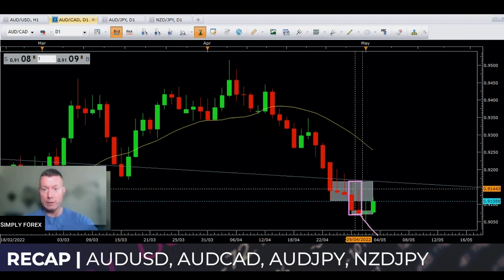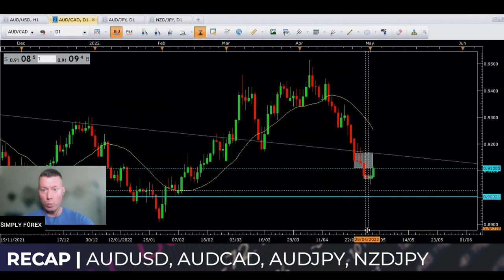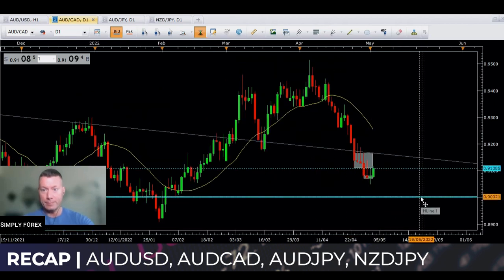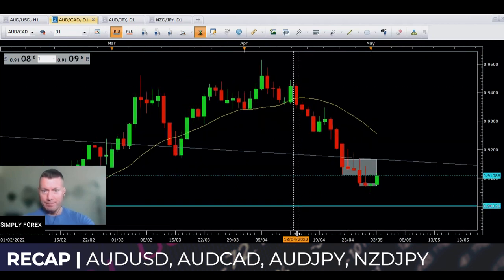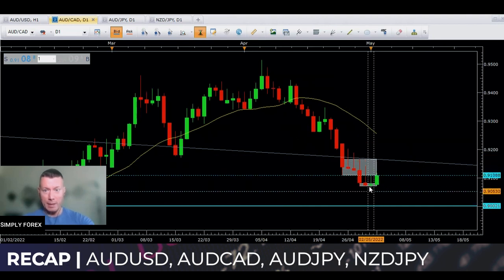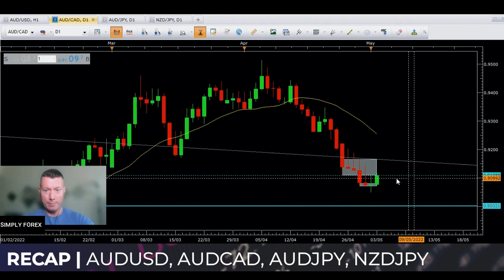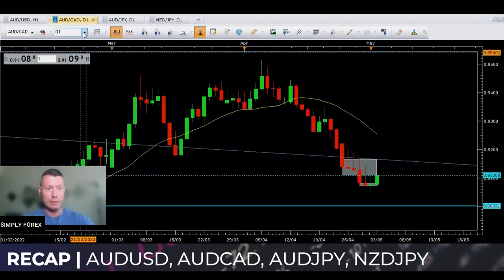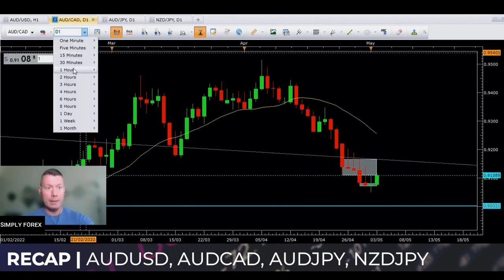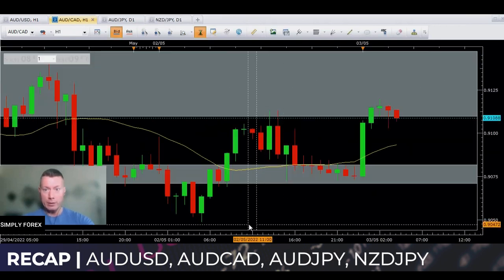So again, we just wanted to take price lower down to our higher time frame target, which in this case was this blue line here, 900. I still think this pair is going to come lower. It just depends where it wants to retrace to. But it is in our grey zone now, so it'll be interesting to see. Let's look at H1 now, guys, for execution.